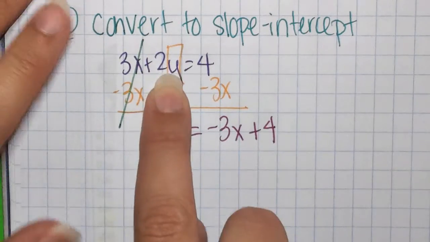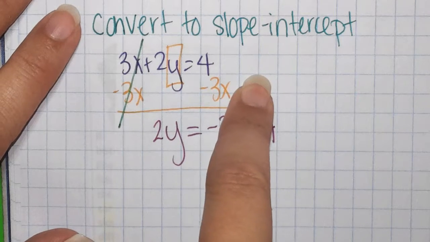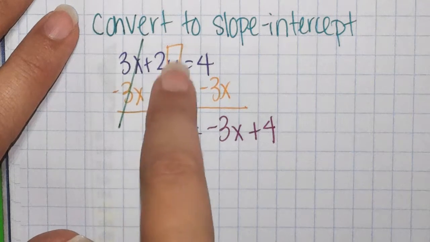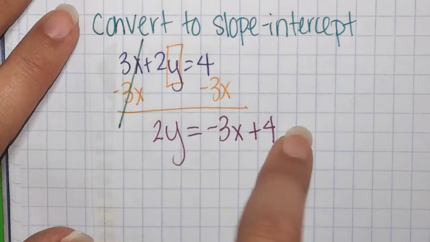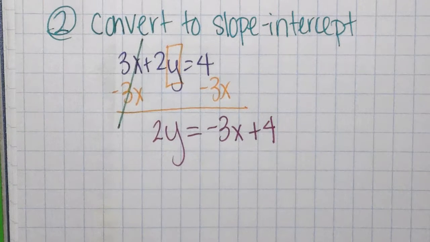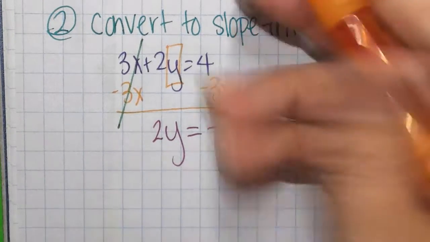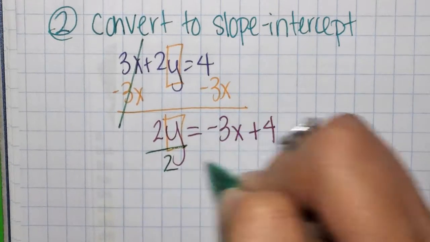So we're trying to get y by itself because we're converting to slope-intercept. Diamond told us to subtract 3x, so we did that. We did not combine 2y and 3x because we can't. We did not combine 4 and negative 3x because they're not like terms. Now, what do we do from here? Divide by 2. We do. We divide by 2. We use division. Great job.